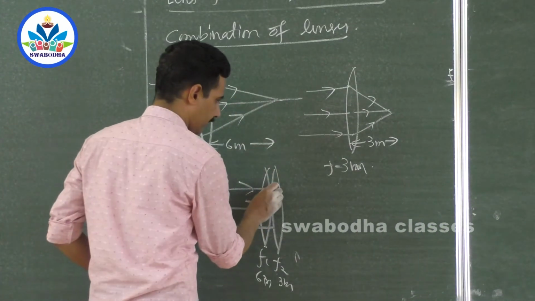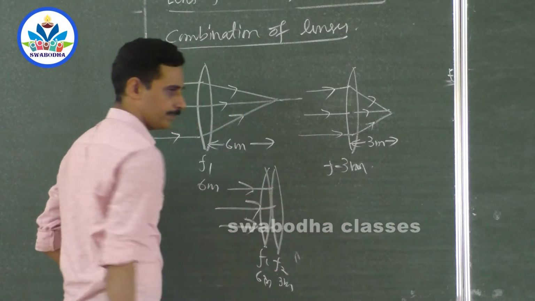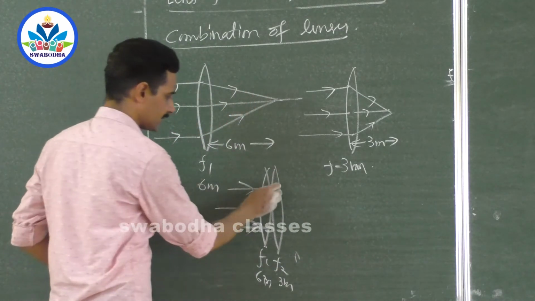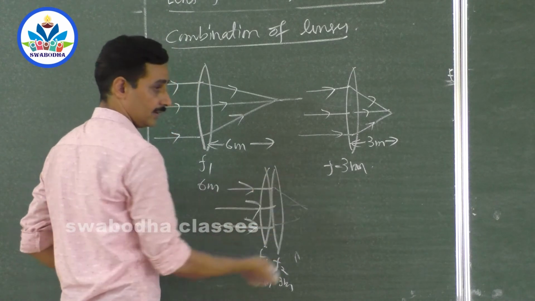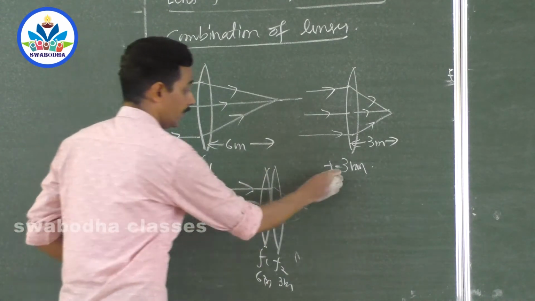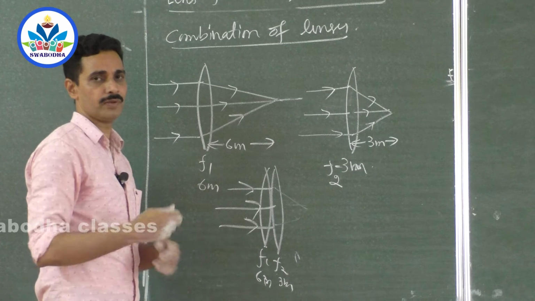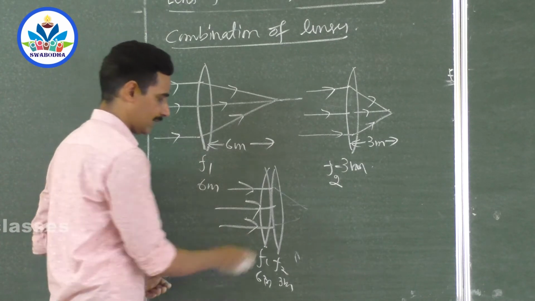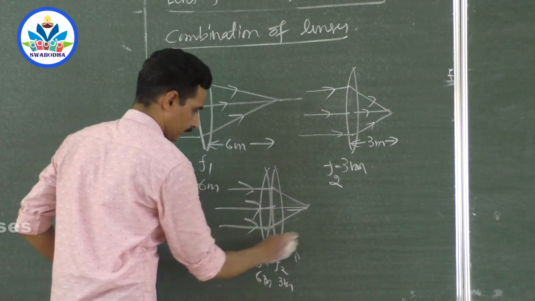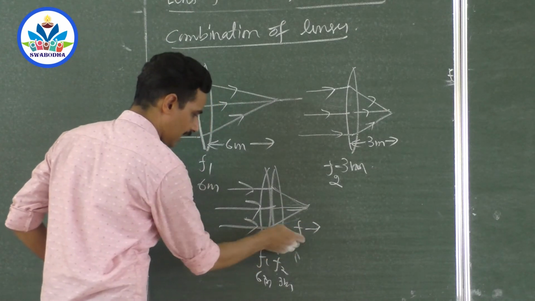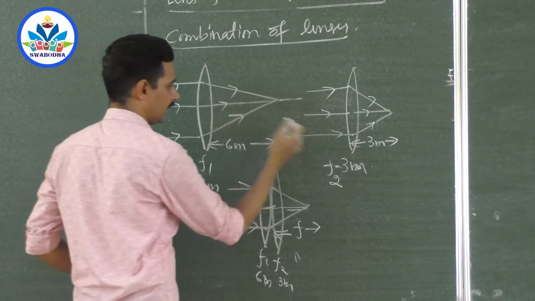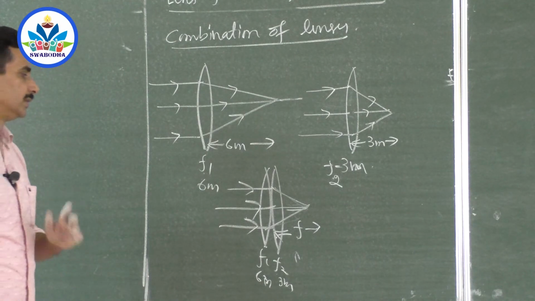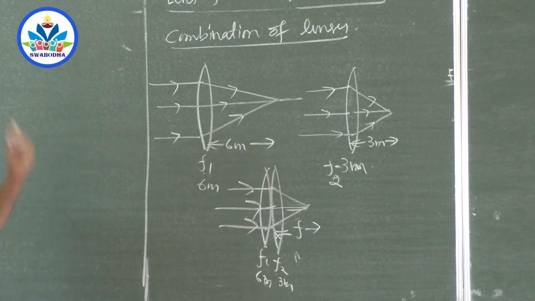Will they focus the ray of light at 9 meters, 6 plus 3? At 3 meters, 6 minus 3? At 2 meters, 6 by 3? Or is the combination focal length f1 plus f2, f1 minus f2, f1 by f2, or f1 f2 by f1 plus f2? What is the formula? That is what I need. What is f in terms of f1 and f2? I don't know. That is what we are going to derive.